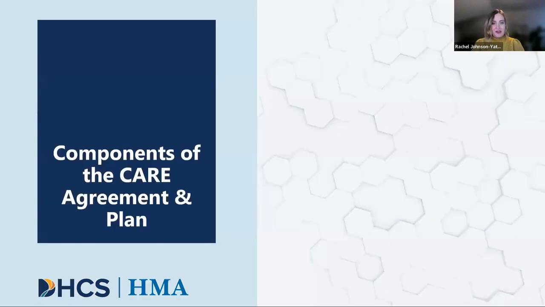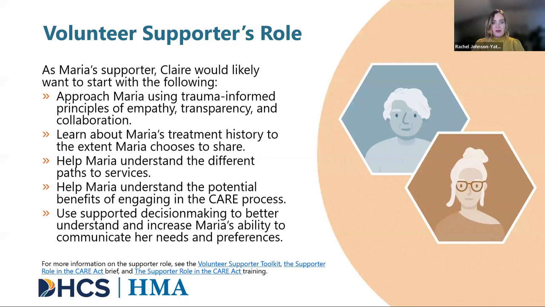Okay. So now we're going to change gears a little bit and start talking about some of the components of the care agreement and the care plan itself. So far we've provided an overview of the paths to accessing care and services within the care process. And here we're going to talk about the care agreement, the care plan, and where the volunteer supporter will really be able to help fit in this process. Before we get into the different components of the care plan and the care agreement, we want to start off by outlining the role of the volunteer supporter.